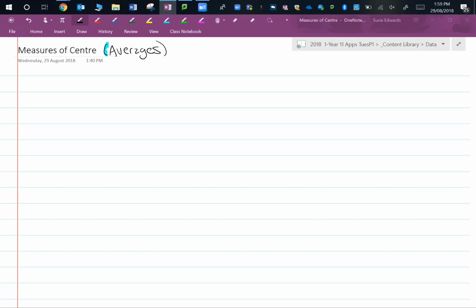The reason I'm bringing your attention to that is often in a test they might say, what's the best average to use? And people straight away go, oh, it says average, we should use the mean, when actually the answer is the median or the mode. Okay, so averages is the overall word for mean, mode, and median.